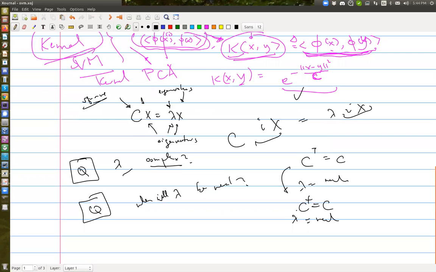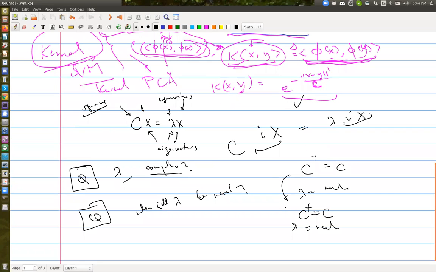And this is the symbol for Hermitian. Hermitian basically just means symmetric: take the transpose and take the complex conjugate. So this is equal to the transpose and then the complex conjugate.